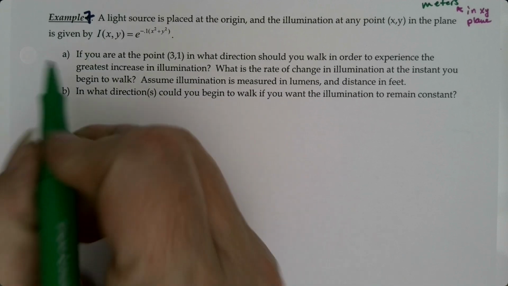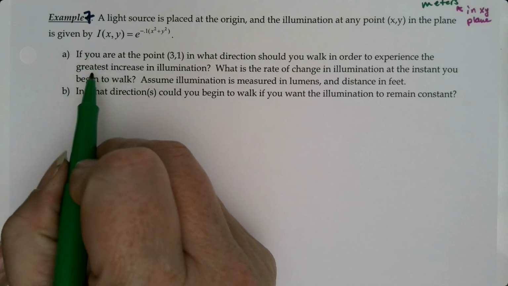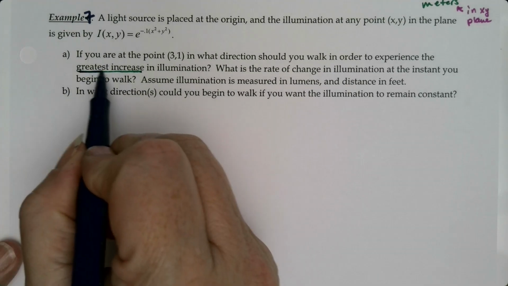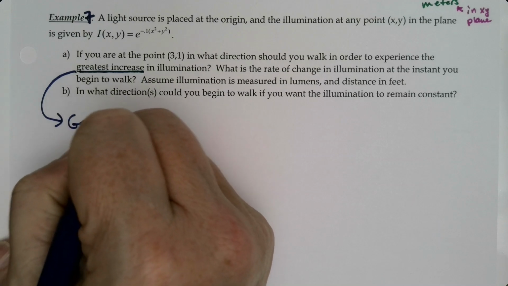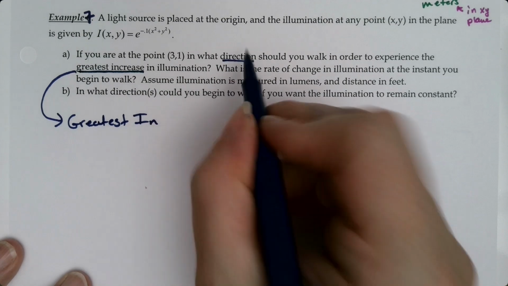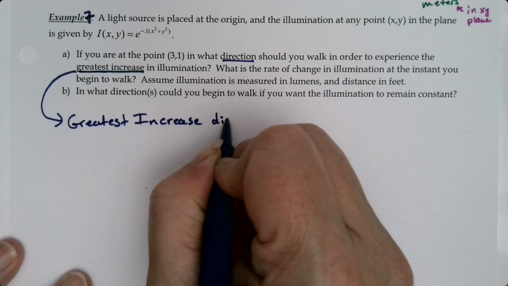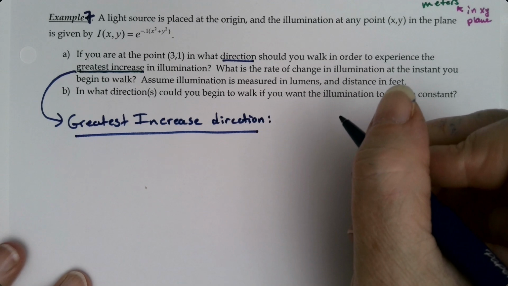Okay, well that means we'll have some good units for this one. So, all right, let's look. We want the greatest increase, right? So that greatest increase is going to happen at the positive gradient, right? So the first thing I want to know is the direction, right? So the greatest increase direction would be the gradient.